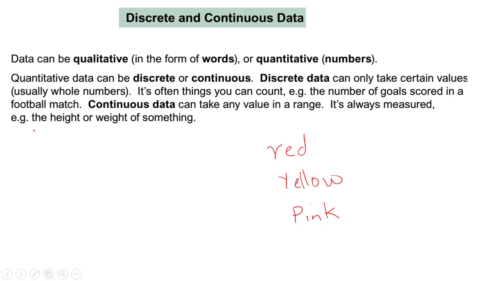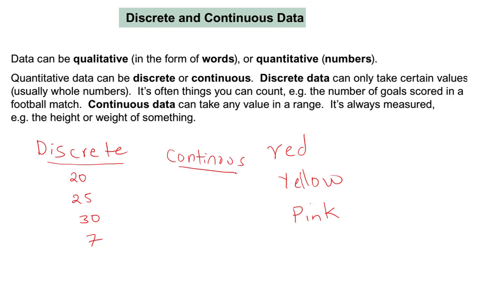Now, discrete data are basically data that will take particular values of numbers. Say, for example, the number of students in a class could be 20, could be 25, could be 30, could be 7, and so on. So they can only take particular numbers.